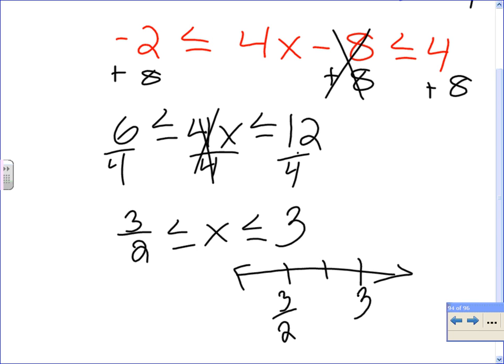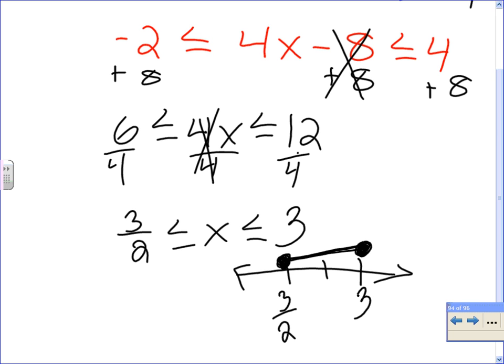Chris, what kind of circle goes above 3 over 2? Open or filled in? Good. Filled in. Alyssa, what kind of circle goes above 3? Good. Mason, do the lines go this way or this way? Good. They connect in the middle. Okay, it's an and compound inequality. Remember, x is between those two numbers.